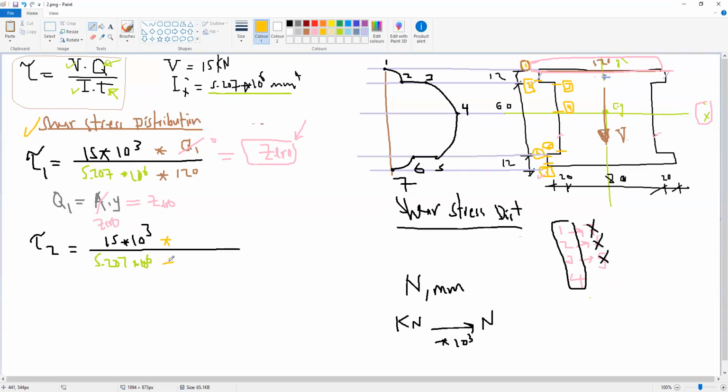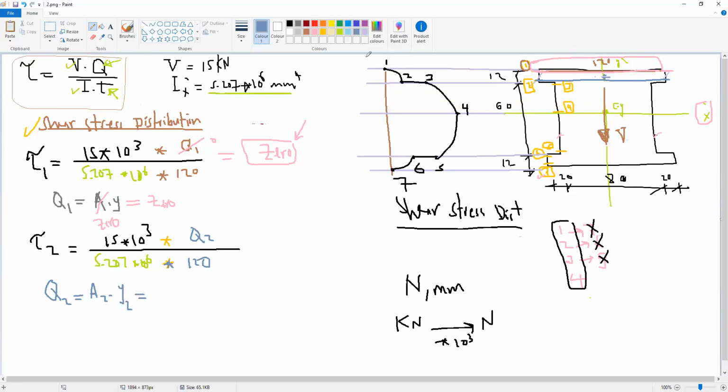Okay. Here we need Q and T. T, what is T here? T, again, if this is our cut 2, so this is T. Is there any difference between T at 1 and T at 2? They are similar, so T1 equal to T2 equal to 120. Okay, so now we need to know Q2. How can we find Q2? Q2 is area at 2 or area 2 multiplied by Y2.